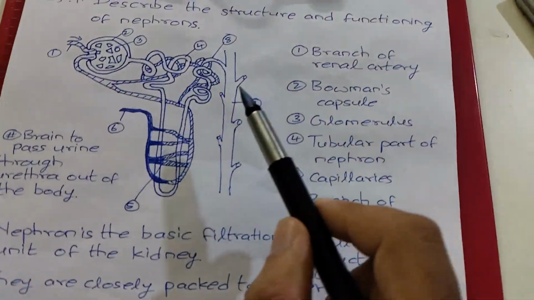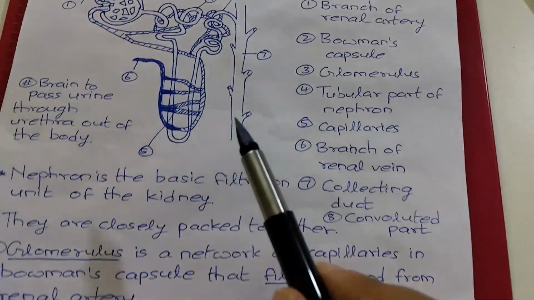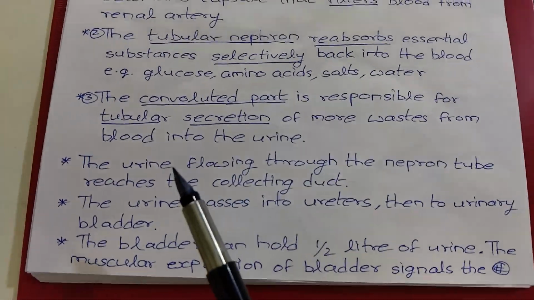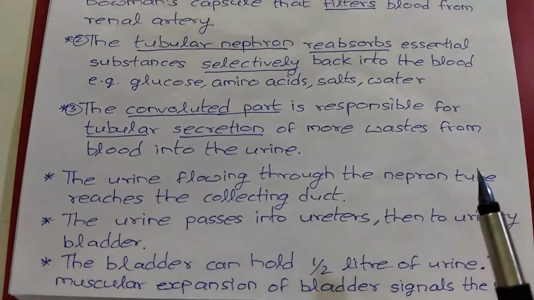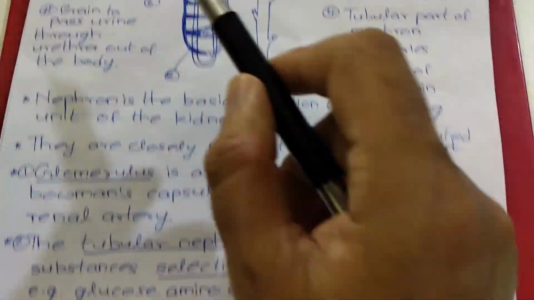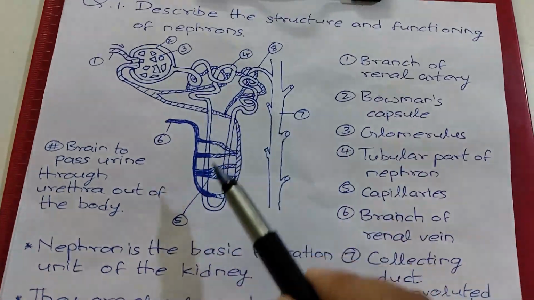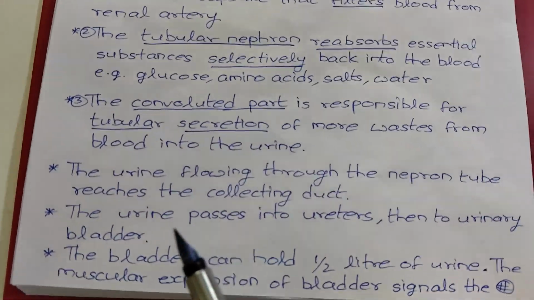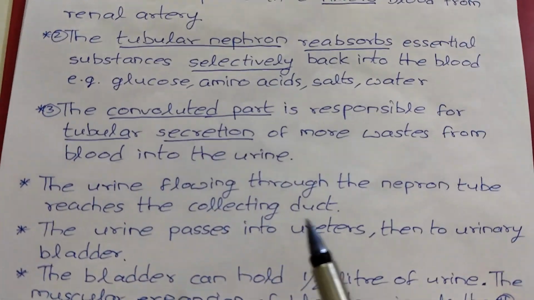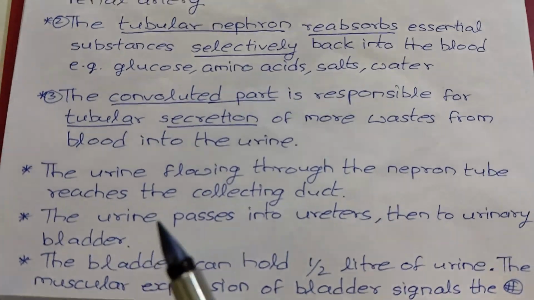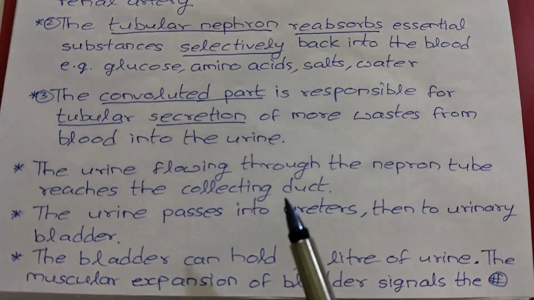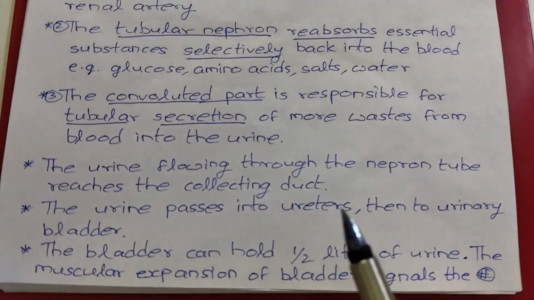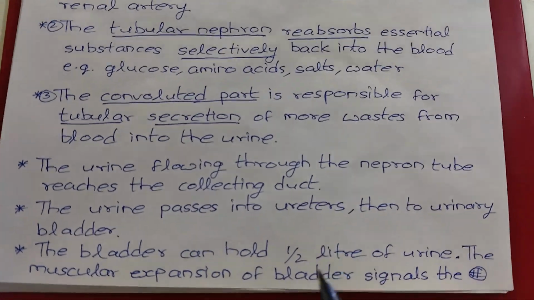Now, urine is collected in the collecting duct. The collecting ducts meet at the ureters. So the urine flowing through the nephron's tube reaches the collecting duct, and then the urine passes into the ureters, then into the urinary bladder. Ureters are the tubes that connect kidneys to the urinary bladder and transfer urine from the kidneys to the urinary bladder.